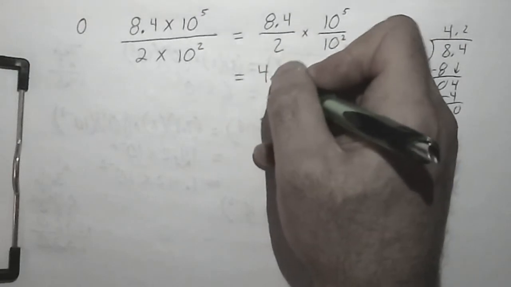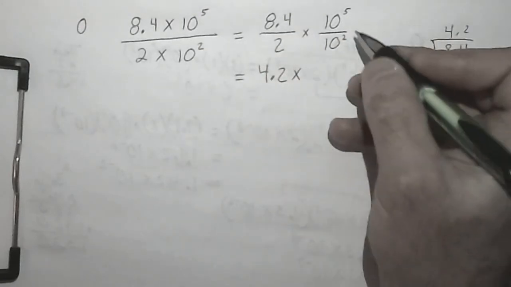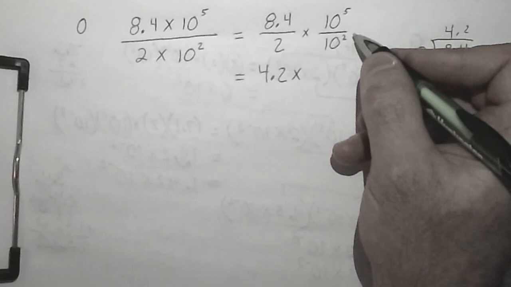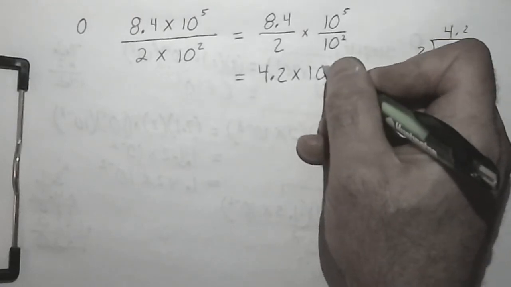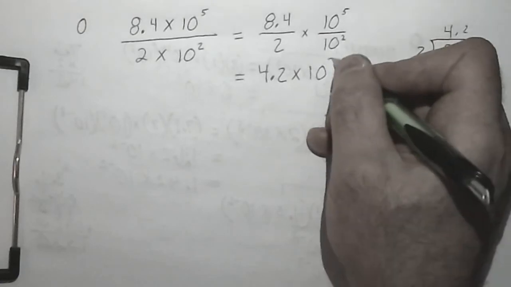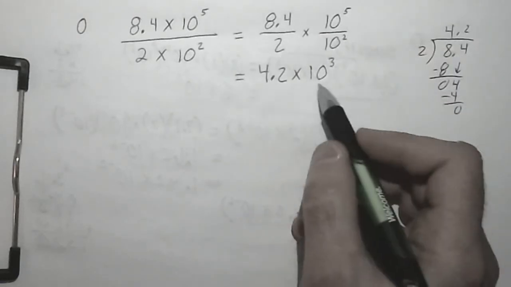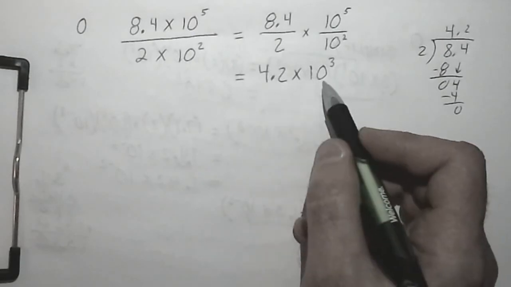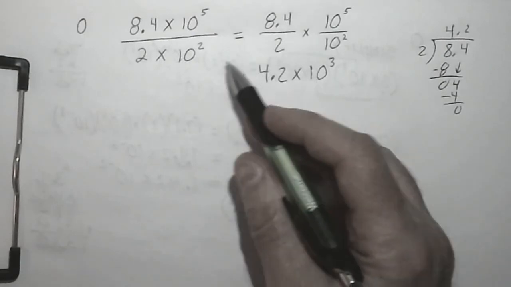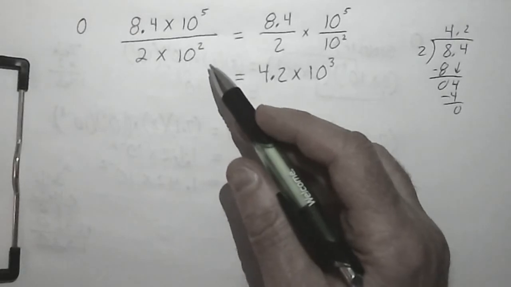4.2 times. And then 10 to the 5th power divided by 10 to the 2nd power. When you divide like bases, you keep the base the same and you subtract the exponents. 5 subtract 2 is 3. And we're lucky here because this number, as it turns out, is in scientific notation form. So that would be the proper quotient for this answer, for this problem back over here.